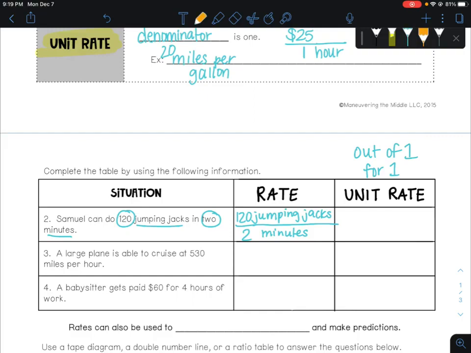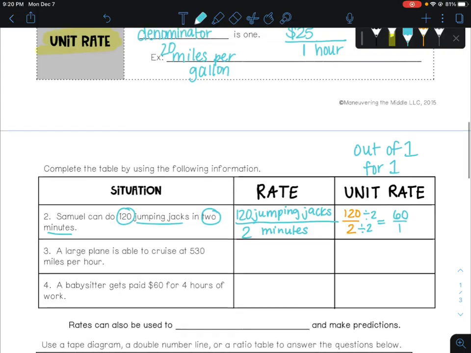So what I'm thinking is if we take the 120 over 2 and we divide them both by 2, we would get 60 over 1, meaning 60 jumping jacks in 1 minute. So we could say for this one, 60 jumping jacks, just going to put JJ, for 1 minute.